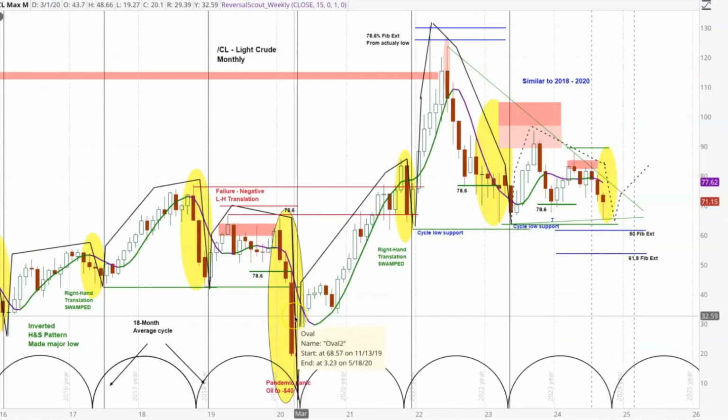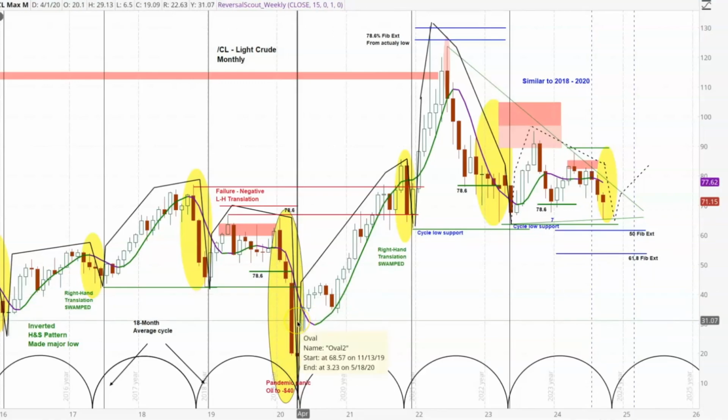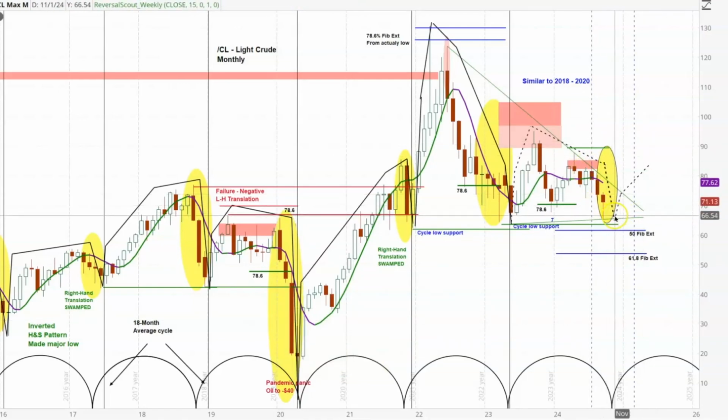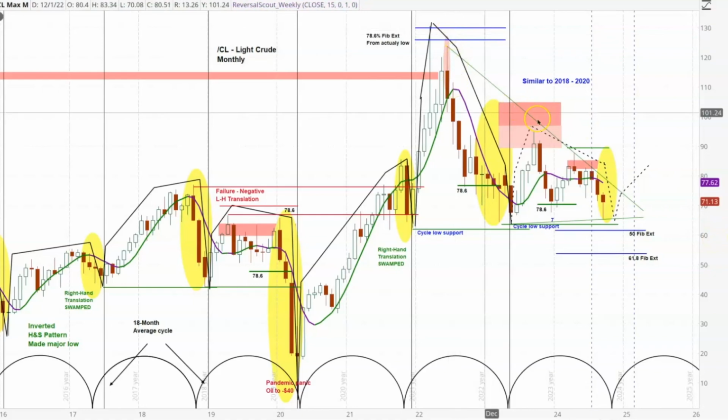Remember, this was the pandemic, and that's why it was so extreme. Oil went to negative $40. Nobody in the world ever thought that could happen. This is not likely to do anything like that. If anything, it's likely to make a bottom soon and give you this big, massive triangular shape right over here, which would be quite bullish if it did break out.